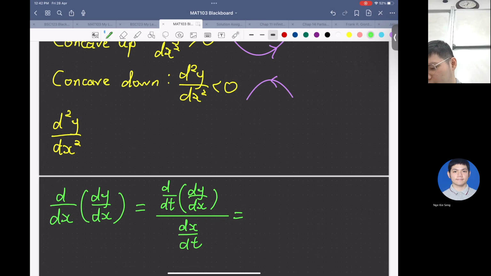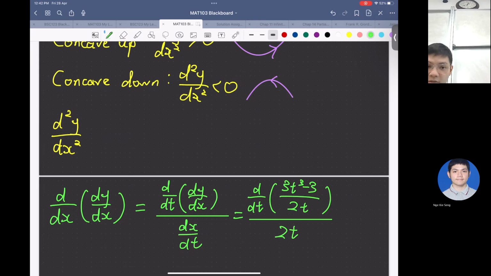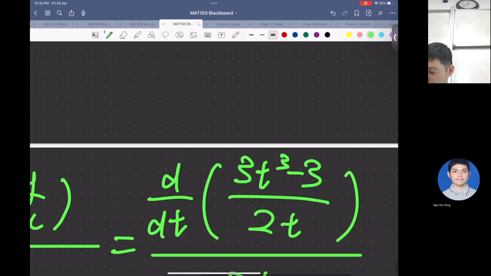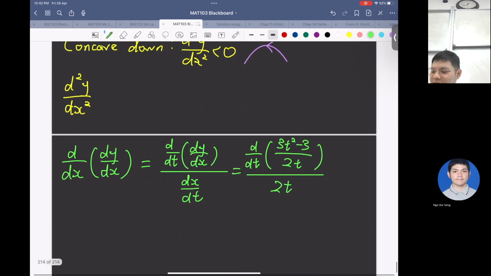So what have we computed? We have computed dy dx, right? I still remember what dy dx we computed: 3t cubed minus 3 over 2t. dx dt we also computed: 2t. 3t squared. Okay, yeah, squared, correct. Good.